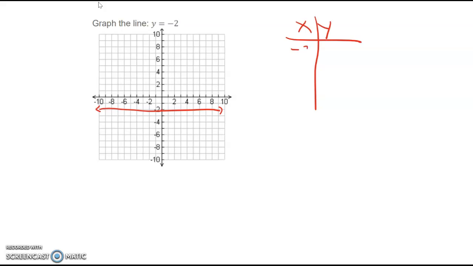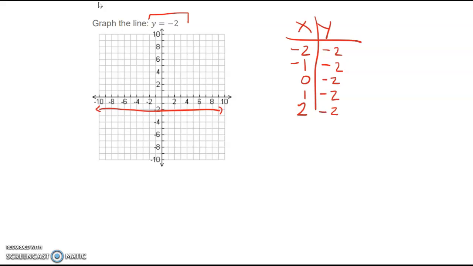You can say, okay, -2, -1, 0, 1, 2. So if x equals -2, well, y still equals -2. If x equals -1, we can see with this equation, y will equal -2. If x equals 0, yep, y still equals -2. So no matter the value of x, y always just equals -2.